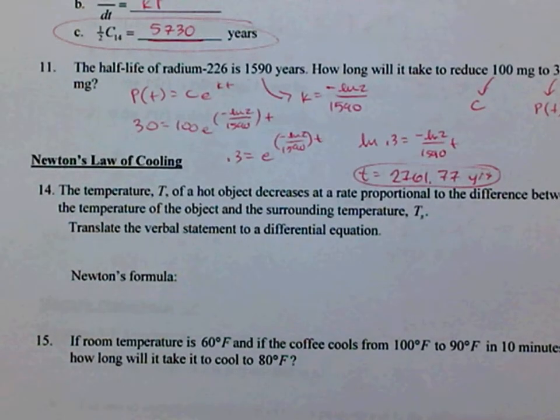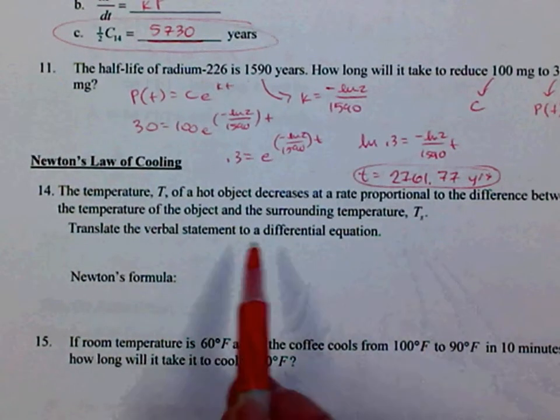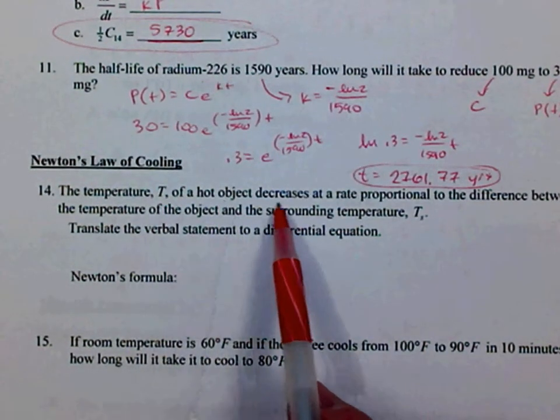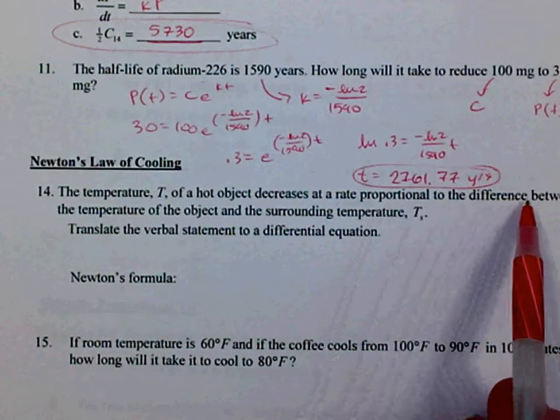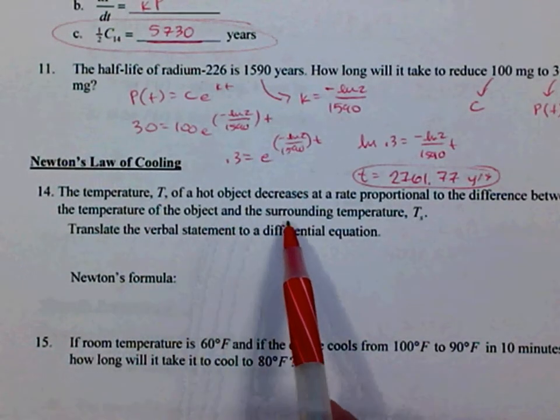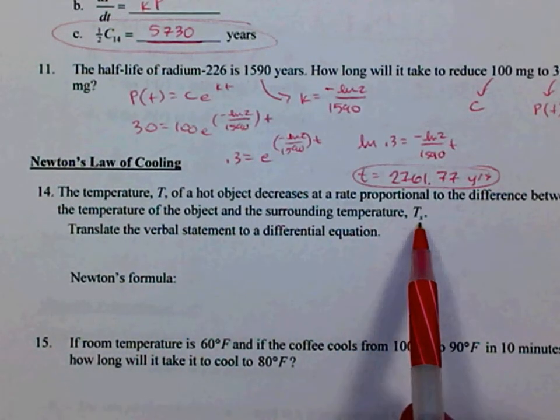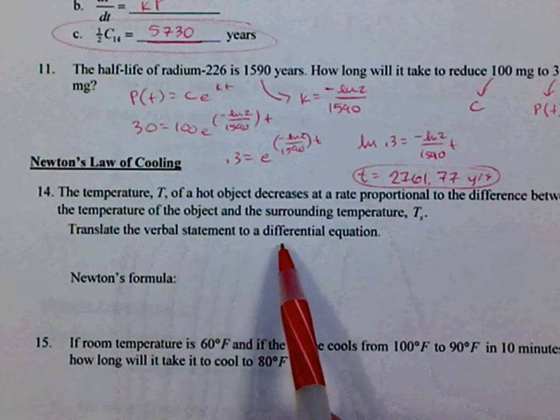Next, we have Newton's law of cooling or heating, depending on whether the ambient temperature is above or below the actual item. The temperature T of a hot object decreases at a rate proportional to the difference between the temperature of the object and the surrounding temperature, T sub S. Translate that verbal statement into a differential equation.